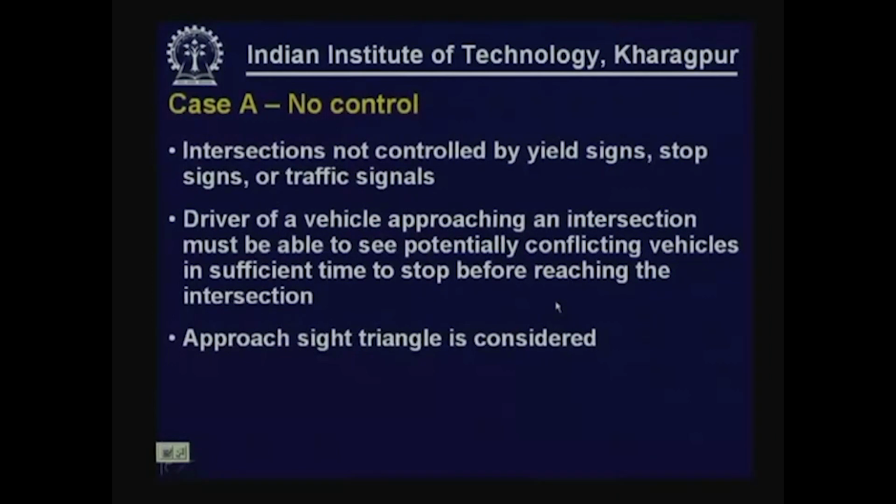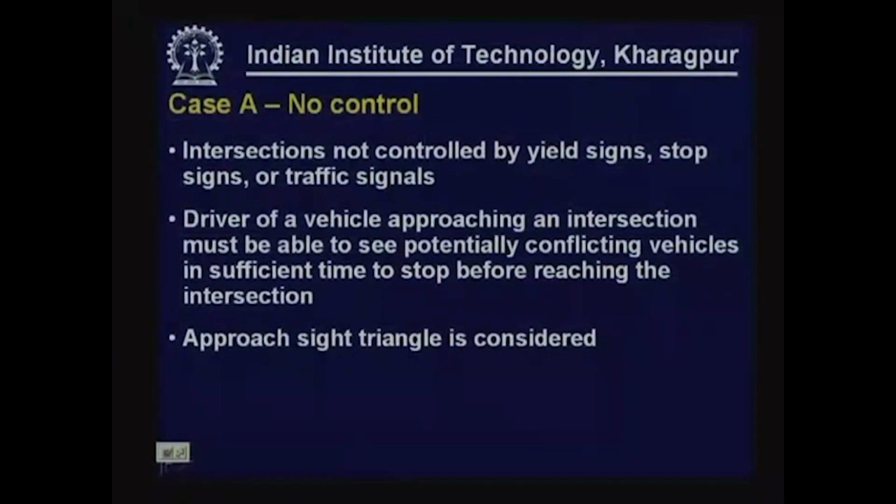Case A, no control, or what we call an uncontrolled intersection. In this case, intersections are not controlled by yield signs, stop signs or traffic signals. Therefore, drivers of a vehicle approaching an intersection of this type must be able to see potentially conflicting vehicles in sufficient time to stop before reaching the intersection.